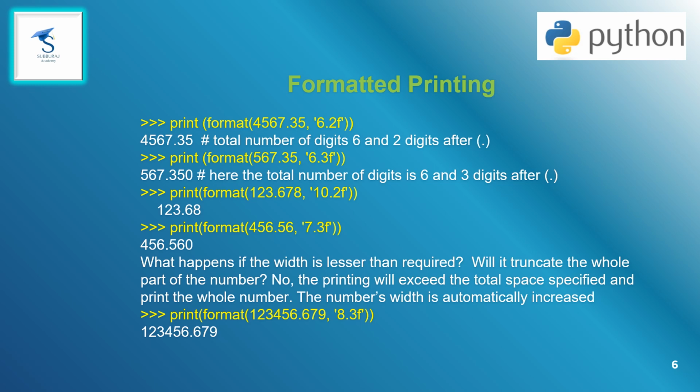Look at the third print statement. It says print format a number 10.2f. But if we count the number of digits, there are only 6. There are 4 digits, total digits can be 10. So it will give leading space. So this statement will be printed with the right justification.